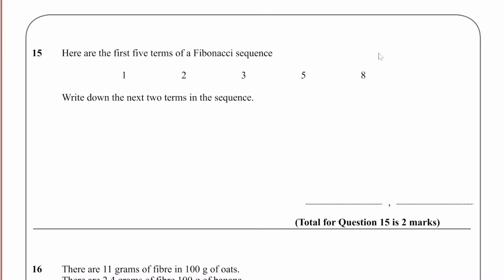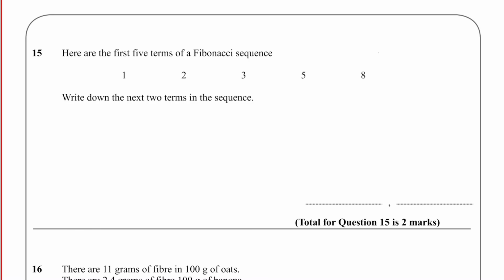Question 15. Here are the first 5 terms of a Fibonacci sequence. Write down the next 2 terms. So in a Fibonacci sequence, you add the first 2 terms, 1 plus 2, to get the third term. Add the second and third terms, 2 plus 3, to get the fourth one. Add the third and fourth, 3 and 5 make 8.